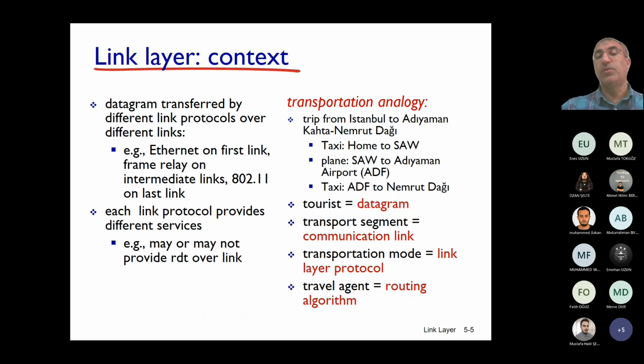And each link protocol can provide different services. This may be reliable or not reliable data transfer. So let's look at the transfer of a datagram by giving an example. For instance, a transportation analogy.